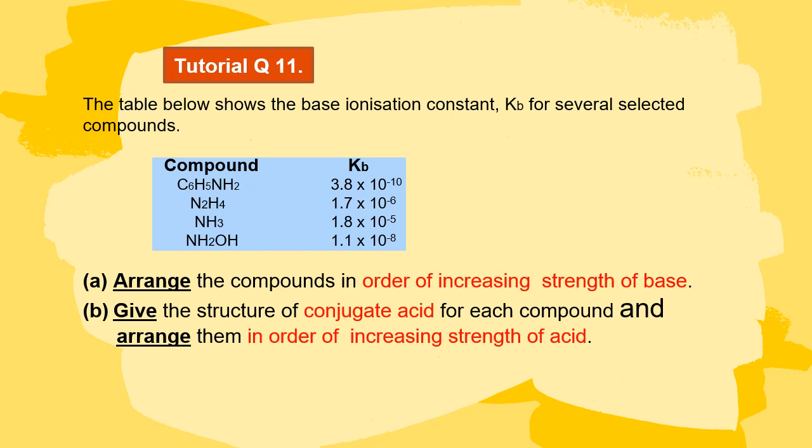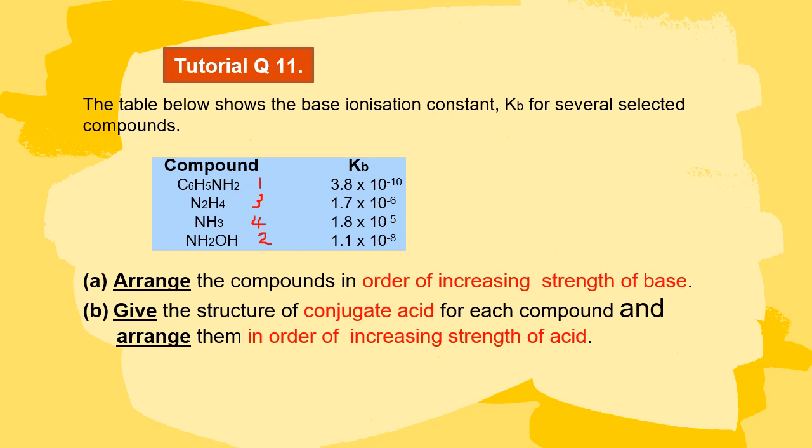So this is number 1, followed by number 2, number 3. This one is the highest, meaning this is the strongest base among these 4 species. Next, B: give the structure of the conjugate acid for each compound. And there are 2 questions. Arrange them in order of increasing strength of acid.